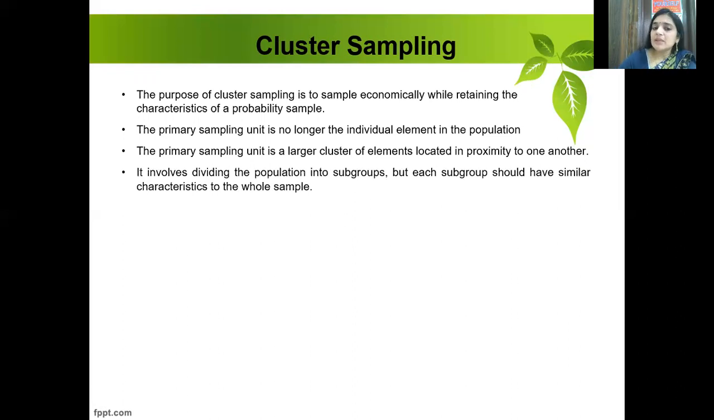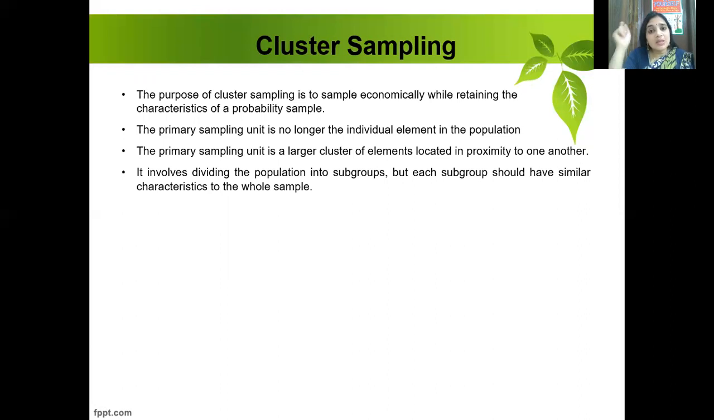It involves dividing the population into subgroups. You have divided the whole population into subgroups, but each subgroup should have similar characteristics to the whole sample. For example, you divide 1,000 people into 10 subgroups, then all 10 subgroups must have people of all age groups, must have people of all income groups, so that if we pick one cluster out of that, that cluster contains all age groups, all income group people, right?